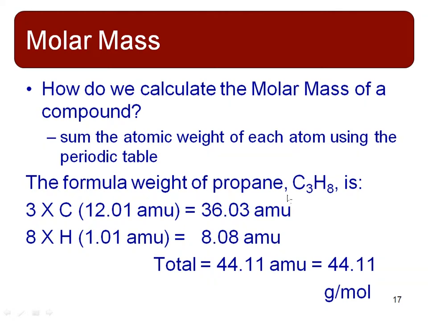So here we have propane, C3H8. All we do is go to the periodic table and look for the atomic mass of each of our components. Carbon is 12.01 grams per mole, or AMU. We have 3 carbon atoms in our compound, so we multiply 3 times 12.01 to give us 36.03 grams per mole. We've got 8 hydrogens, so we multiply 8 times the atomic mass.